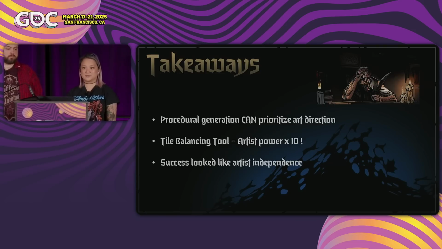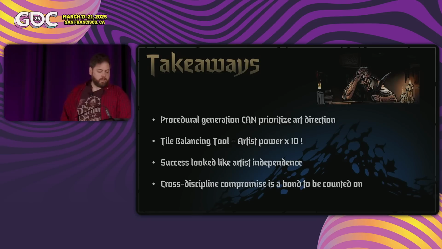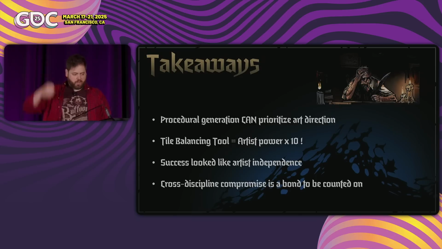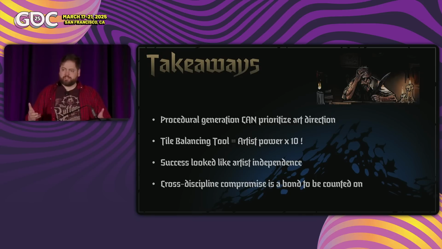Ultimately, we learned that success looked like artist independence as well. Like Colin said, we knew that we had succeeded and made something pretty special and robust when it was clear to us that anyone on the art team could properly and confidently wield and control this whole system. And finally, that cross-discipline compromise is a bond to be counted on. In this case, it's about the whole being greater than the sum of its parts.